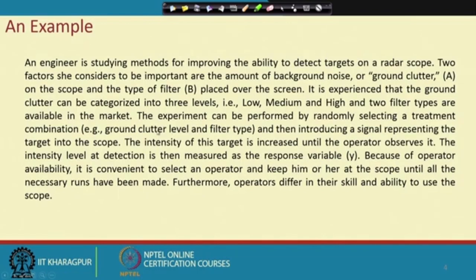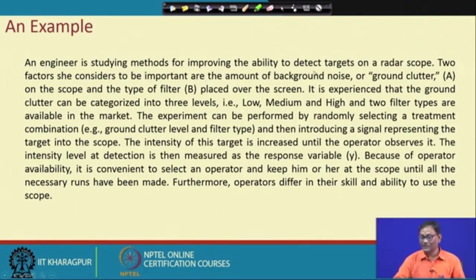We'll see first one example. So let me read out the example. An engineer is studying methods for improving the ability to detect targets on a radar scope. What is the objective? Improving the ability to detect targets on a radar scope. So that means this radar scope, suppose, is a product produced through a certain process, and the radar scope will be such that the operators, while using it, will detect the target quite easily. So there are multiple factors, controllable and uncontrollable, which will govern the production process, and it should also be considered what factors will govern when the radar scope is used.